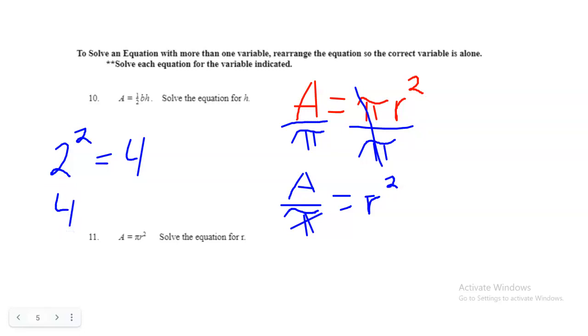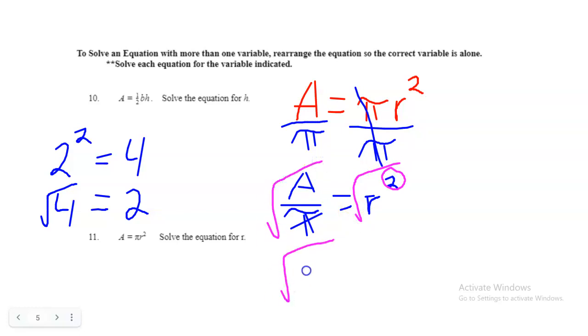So if I want to undo the 2 being squared, I can take the square root of 4, and that would give me 2. Okay? So to undo this squared here, this r squared, I'm going to take the square root of both sides. So if I take the square root of both sides, on the left I'm left with a all over pi is equal to just r.